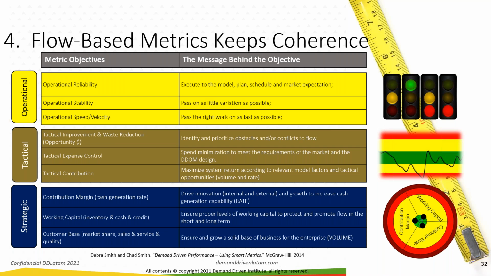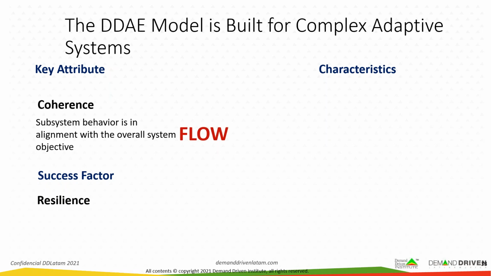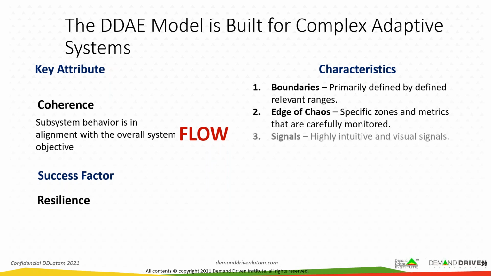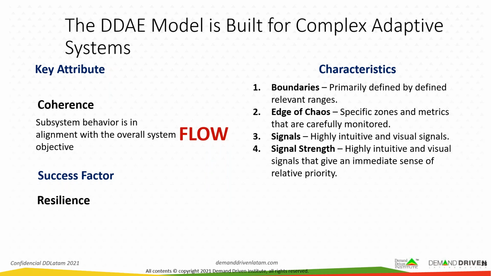All right, so in conclusion, the demand-driven operating model is built for complex adaptive systems. The subsystem behavior is in alignment with the overall system objective, and that system objective is all about flow. So the boundaries, we get those from the relevant range. The edge of chaos, that's because of the red, yellow, green zones used throughout the demand-driven methodology. The signals, people love it. They're highly intuitive, very visual. The signal strength, we have color first, percentage second.